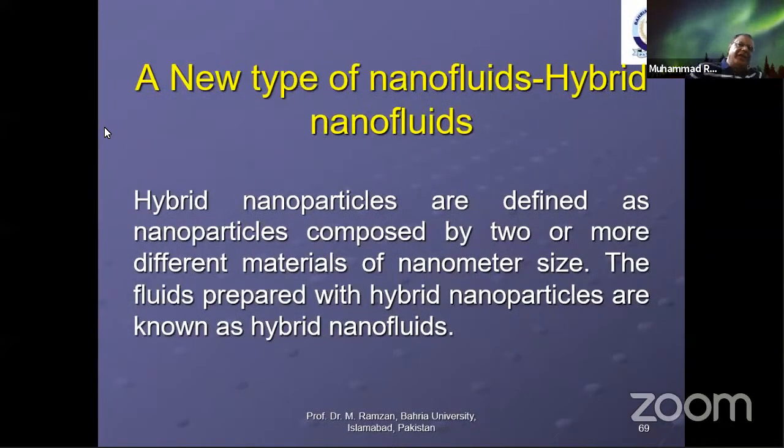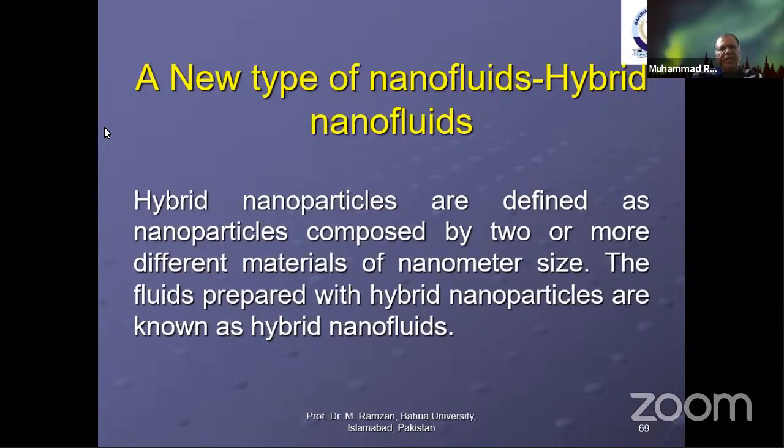And now scientists have also given attention to a new breed of nanofluids, which is hybrid nanofluids. These are basically the composition of two or more different material nanoparticles dispersed into the base fluid. A nanofluid is basically the dispersion of one type of nanoparticle in the base fluid, but hybrid means a combination of different nanoparticles in the base fluid.